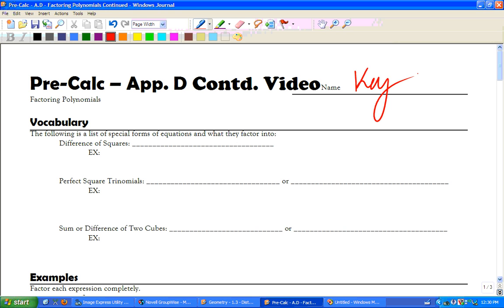Today we're going to be looking at more factoring, but we're going to be looking at special forms of factoring, when they follow a very specific form. If you remember, these formulas can be done really quickly. The first is called difference of squares.